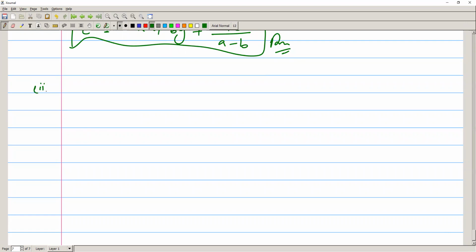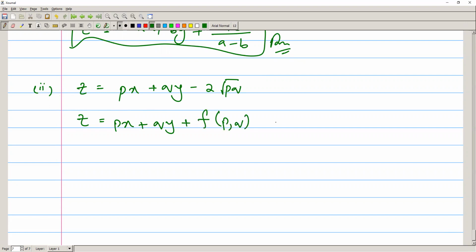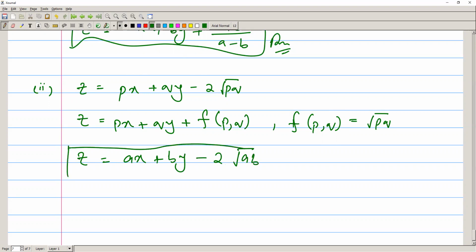So let's take another example. Z is equal to px plus qy minus 2 times the square root of pq. So this is already separated, and if you compare with the general form, that is z is equal to px plus qy plus a function of pq. So the function of pq is nothing but the square root of pq, right? So we can write it as ax plus by minus 2 times the square root of ab. So this is the answer. It's so simple, right?